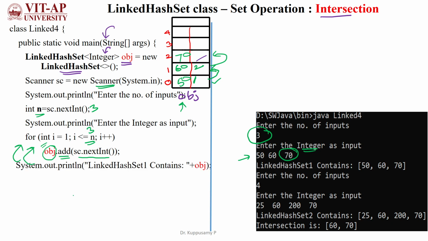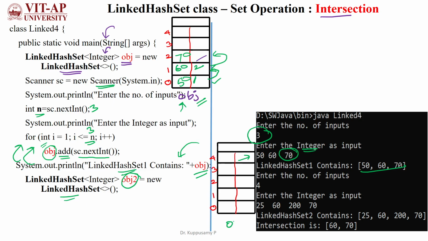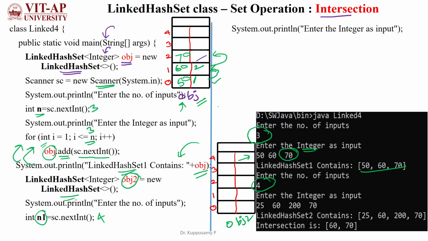After this, I am going to display the values which are available in the LinkedHashSet 1. So this is the LinkedHashSet obj, which is displaying the values 50, 60 and 70. Then here I am creating obj2 using the LinkedHashSet structure. Now it is created. Then I am going to add elements into obj2. So n1 is the variable which is receiving 4 elements here. So 4 elements I am going to give into obj2 one by one.